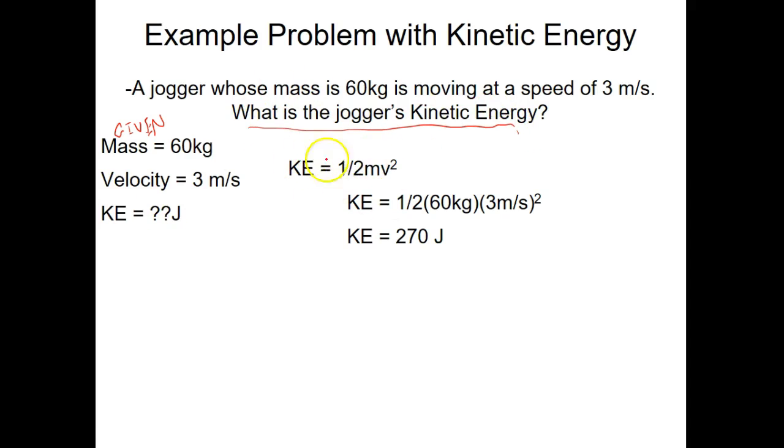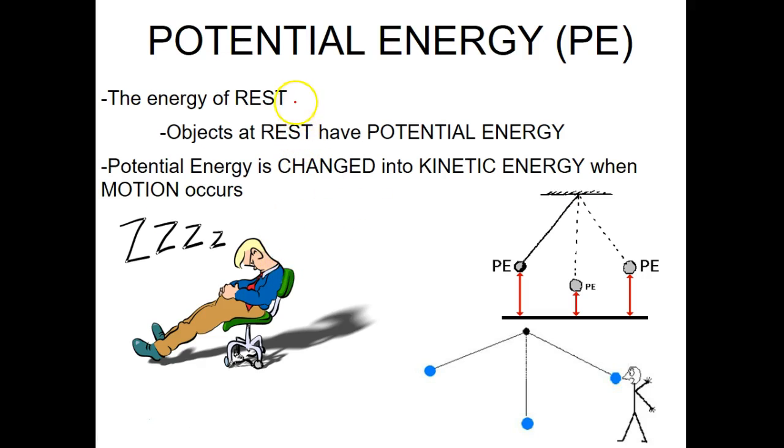So we give our equation a try. Plug in half of 60 kilograms times 3 meters per second squared. You can also say it's like this, 1/2 times 60 times 3 squared, which is 9. Okay, square this first. Okay, then you can half the 60, which is 30. 30 times 9 is 270. Okay, very simple.